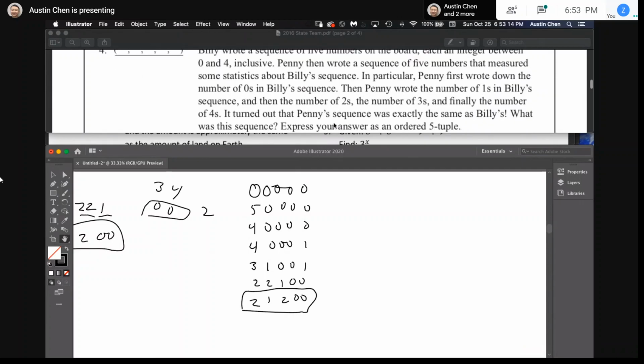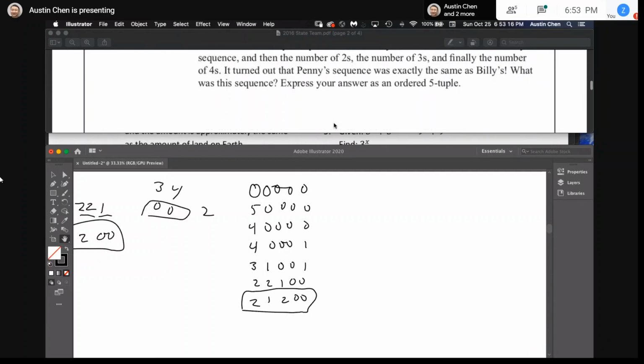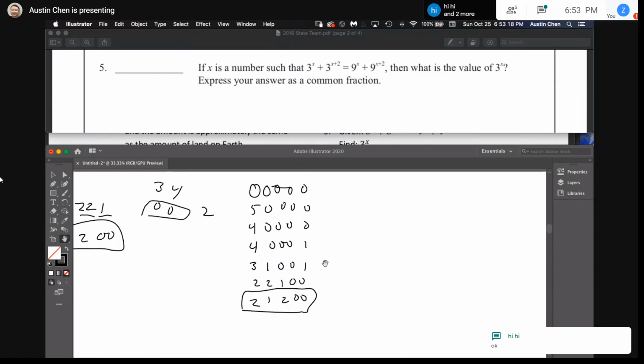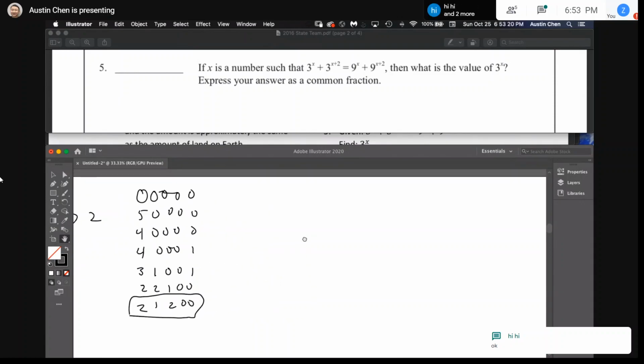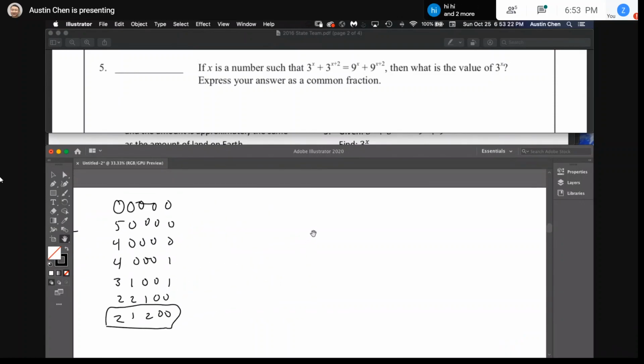Yeah, we're still on team. We're on four. We just did four. All right. If x is a number such that 3 to the x plus 3 to the x plus 2 equals 9 to the x plus 9 to the x plus 2, then what is the value of 3 to the x? Express your answer as a common fraction.